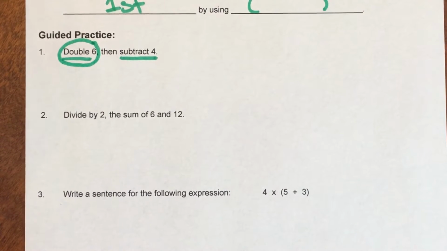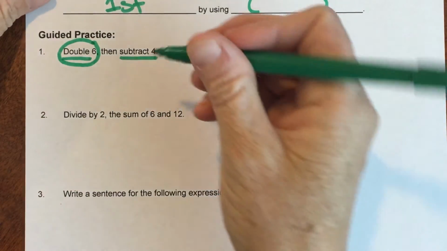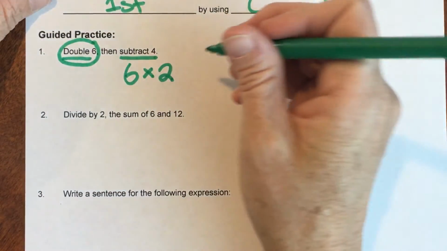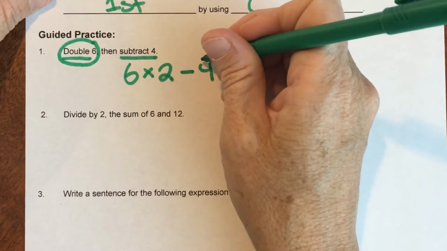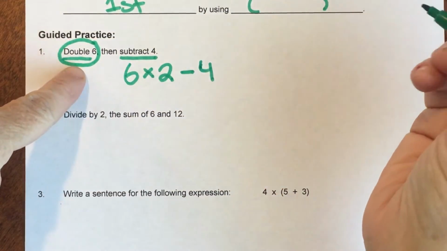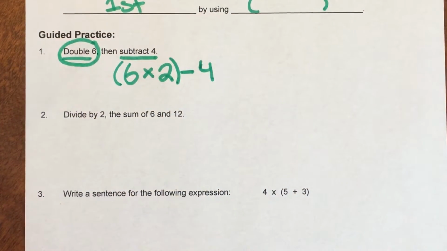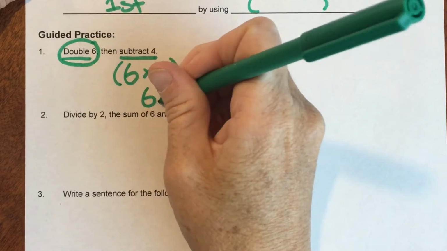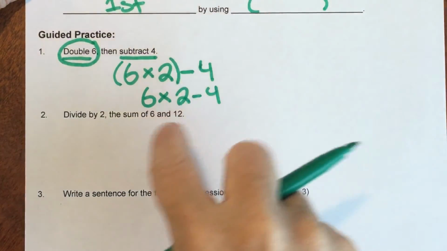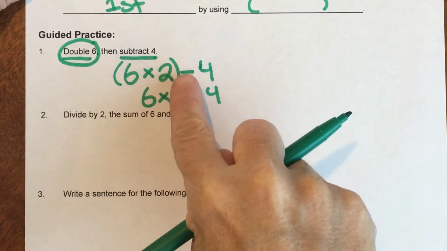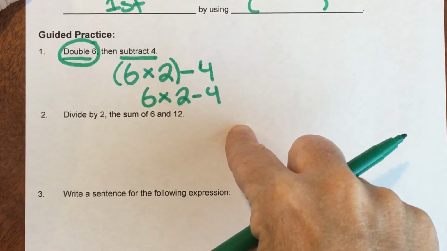Double 6, we usually think of doubling as timesing by 2. So I'm going to say I'm going to have 6 times 2, and then I'm going to subtract 4. Since I want them to do this first, I'm going to put parentheses around it. Now here's the thing about parentheses. Sometimes they're needed and sometimes they're not. If I didn't put parentheses in this problem and someone went to solve it using PEMDAS, they would still do that first. So on this problem, the parentheses help, but they're not absolutely necessary.